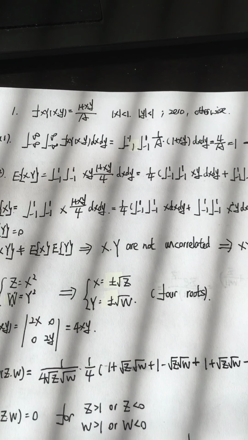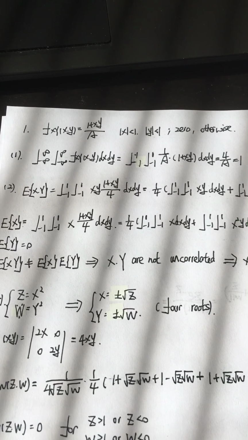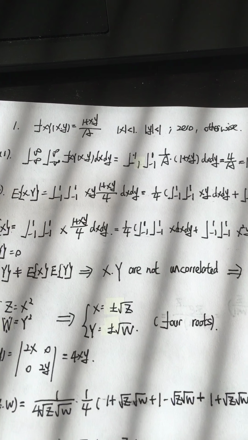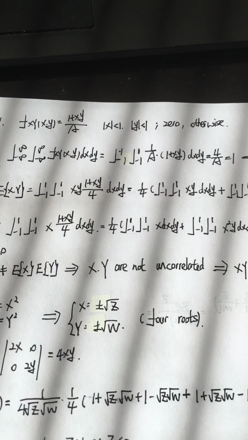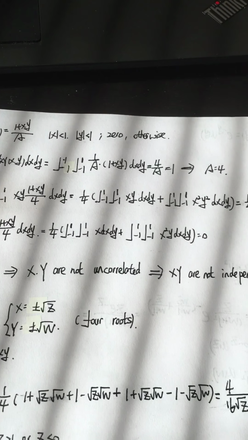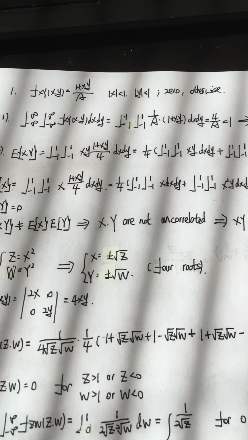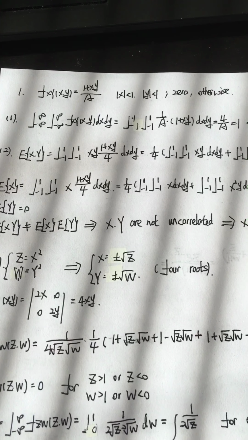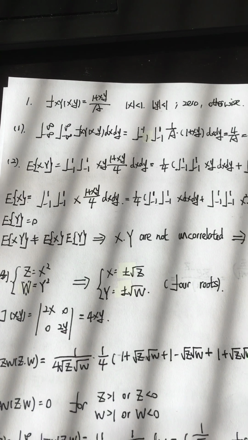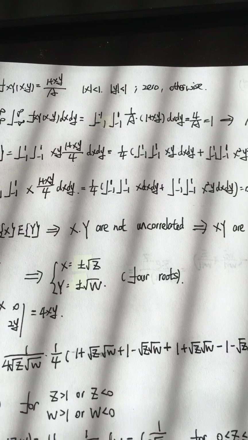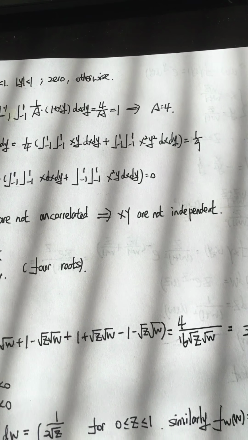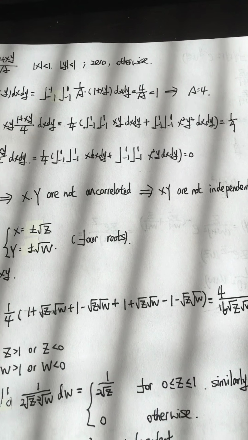And then the joint mean value of x and y, we can see that we integrate xy times 1 minus xy over 4, and the outcome is 1 over 9. So we can find that E[XY] is not equal to E[X] times E[Y], so we can get that X and Y are not uncorrelated, and then we can get that X and Y are not independent.